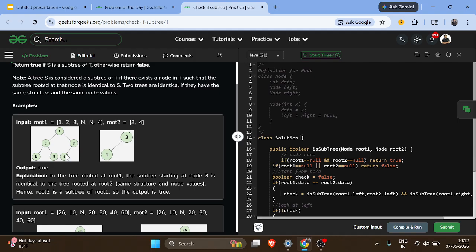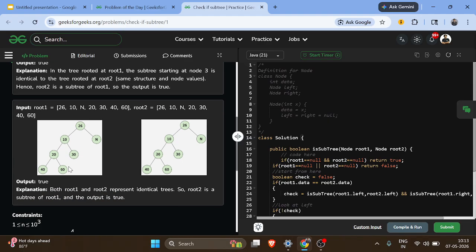So if you carefully observe the first test case and the first diagram, you can easily see that 3 and 4 exist here. So this is a subtree of this node. That's why this is returning true.